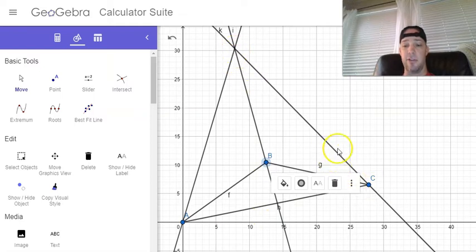So this is never on the inside of the triangle. This is never on the inside. This is on the inside, but to find out the point of concurrency, it does keep going past point B about here as well.